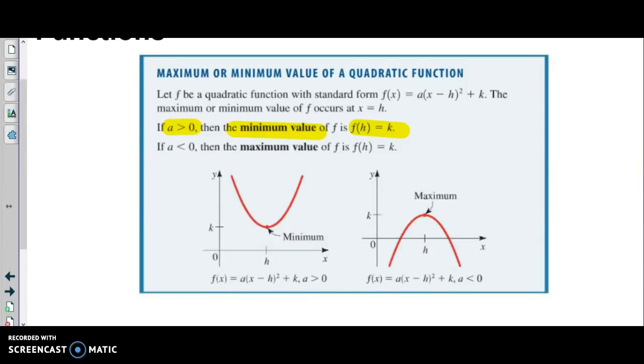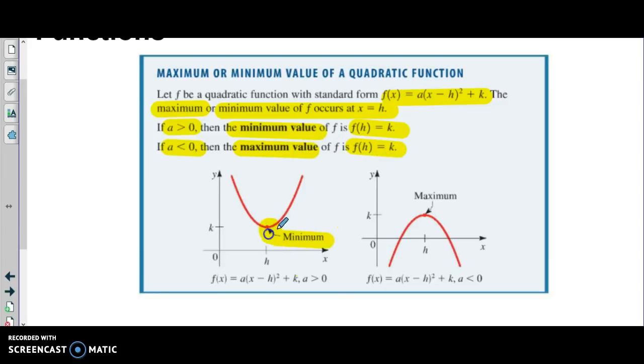Minimum values of a quadratic function. If you let f be a quadratic function with standard form f(x) equals this equation, the maximum or the minimum value of f occurs at x equals h. So if a is greater than 0, then the minimum value of f, the function, is f(h) equals k. If a is less than 0, then it has a maximum value of f(h) equals k.